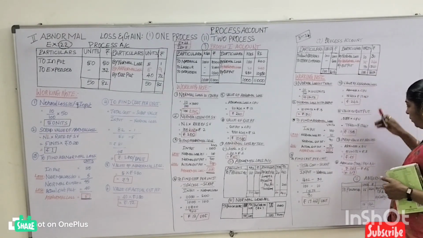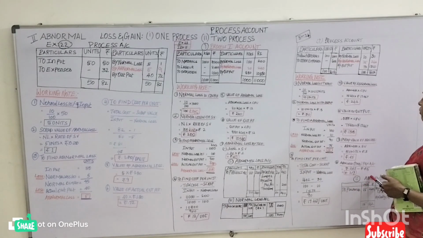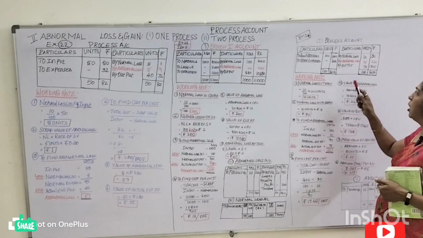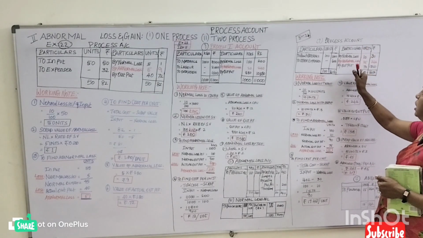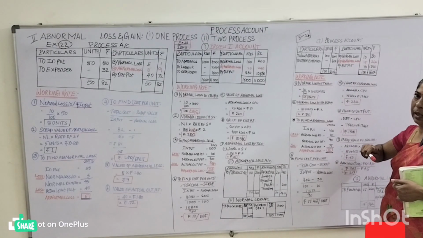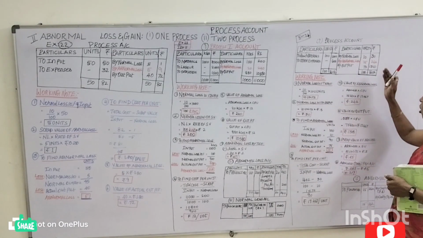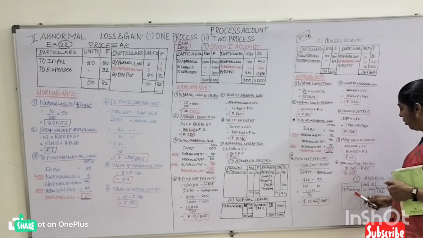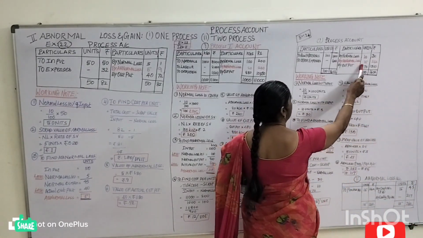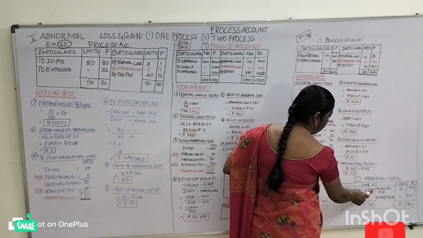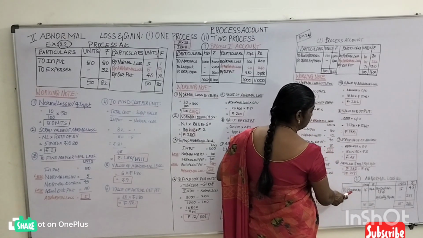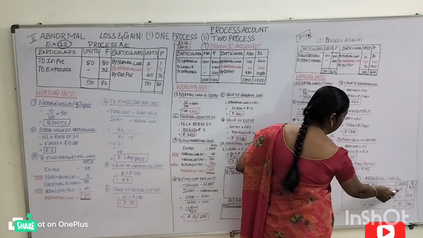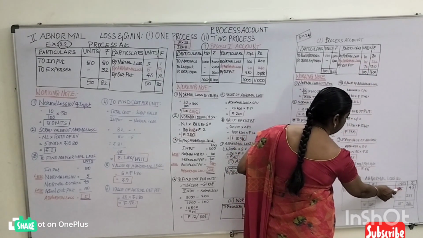Apart from that, I have given the abnormal loss account here. How can you prepare it? It's very simple. Abnormal loss shows on the credit side of the process account, so in the abnormal loss account you enter it on the debit side in the opposite way. On the debit side, you write to process account, 15 units, 262 rupees. The same 15 units you enter on the credit side.